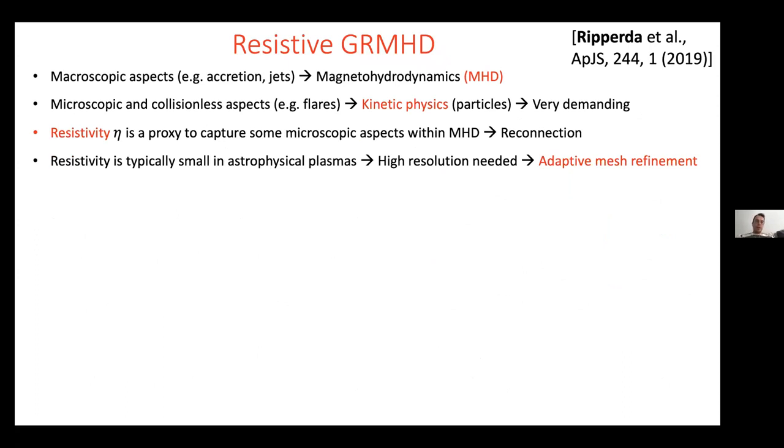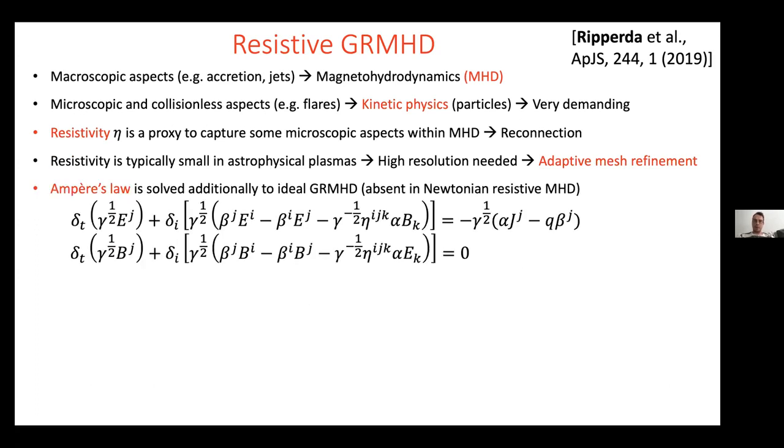Such a resistivity is typically very small in astrophysical plasmas, which means that you need to resolve very small length scales. And for that, we use adaptive mesh refinement. I will show a little bit more about that later.